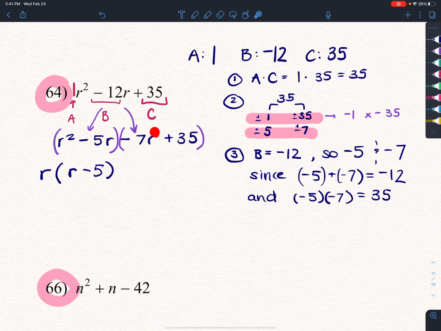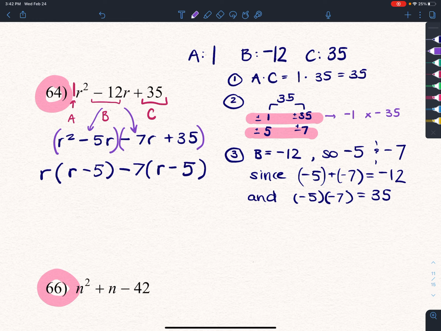And then here we have negative 7r, 35. Remember that the goal is for our brackets to match. So we want whatever's left in the bracket that we're going to put over here to match this. And we're going to want a positive r and a negative 5. Right now, we have a negative and a positive. So that kind of gives us a heads up that we're going to need to pull out not a positive 7, but a negative 7 in order to leave behind a positive r and a negative 5.